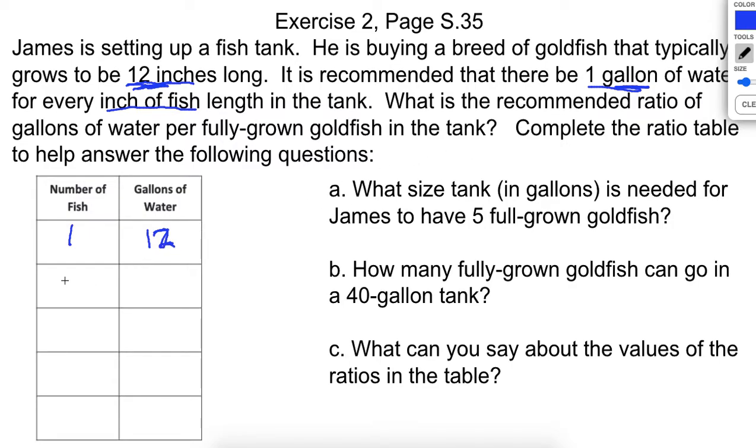So then we can just build our table. 1, 2, 3, 4, 5. And then this is going to be 12, 24, 36, 48, and 60. Okay, what size of tank in gallons is needed for James to have 5 fully grown goldfish? So if he wants 5 fully grown fish, that's associated right here. He needs to have 60 gallons.